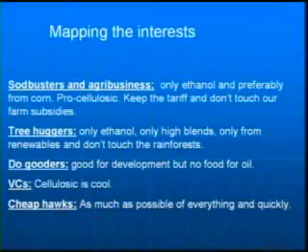This is sort of my last slide. It maps the various interests here. Set America Free, the coalition that I'm one of the founders of, is defined as a coalition of tree huggers, do-gooders, sod busters, VCs, evangelicals, and cheap hawks. Cheap hawks meaning those who want to win the war on the cheap.